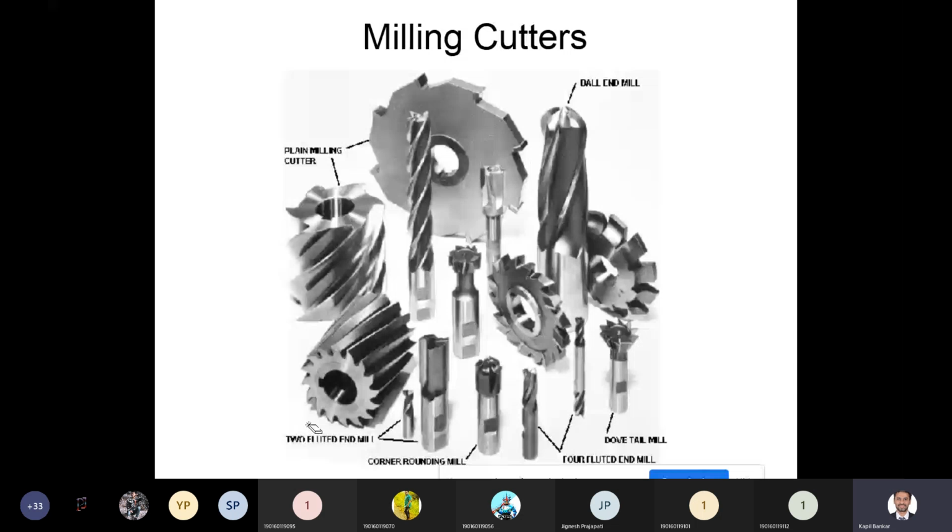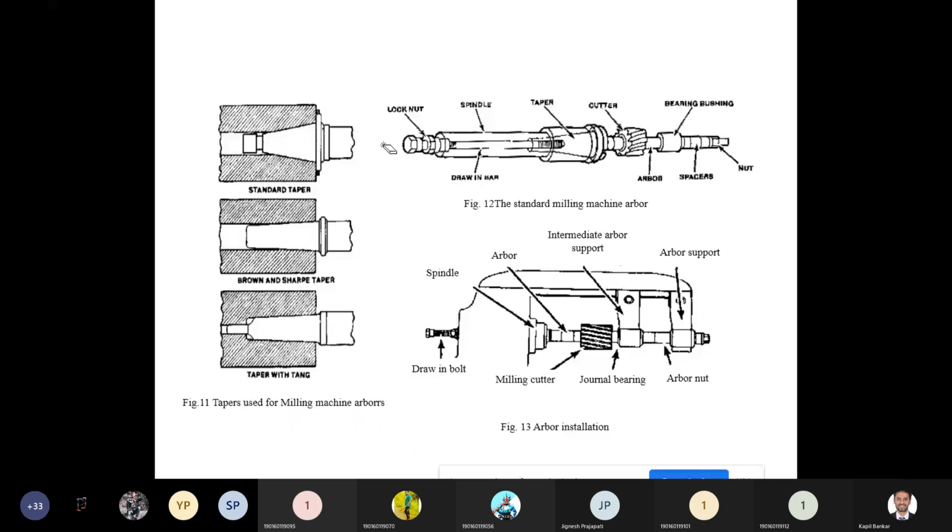Again, these are some pictorial images of end mill and arbor type cutter. Clear?